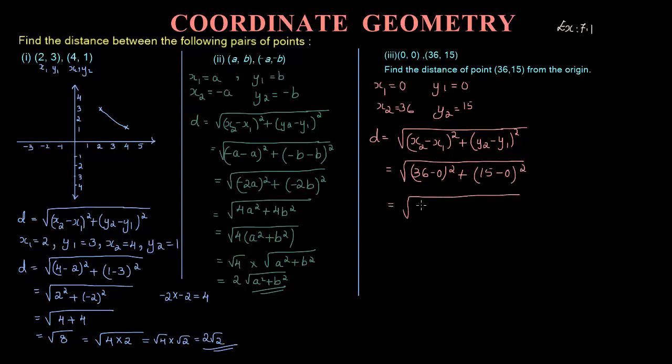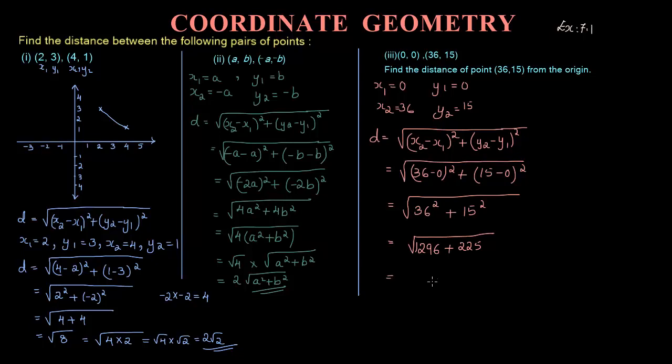So let us just write the simplification thing. So here we have 36 square, 36 minus 0 is 36, plus 15 minus 0 is 15, so 15 square, right? So let us find out 15 square and 36 square. So 36 square is nothing but 1296 plus 15 square. What is the value of 15 square? It is nothing but 225. So let us add these two and then we are going to get the answer.